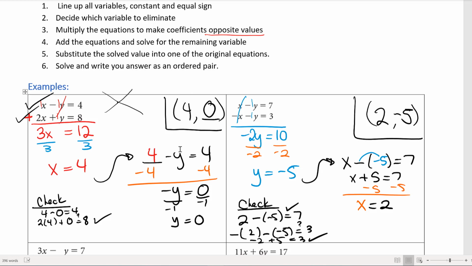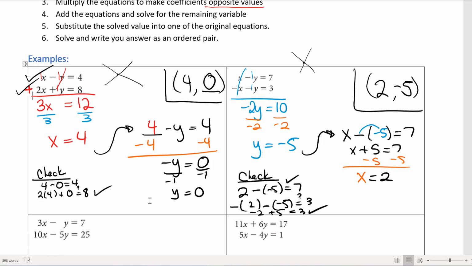So if I were to graph this, that would be two lines and intersect at one unique point at 2 comma negative 5. There is no other solution other than 2 comma negative 5 that works for both equations.